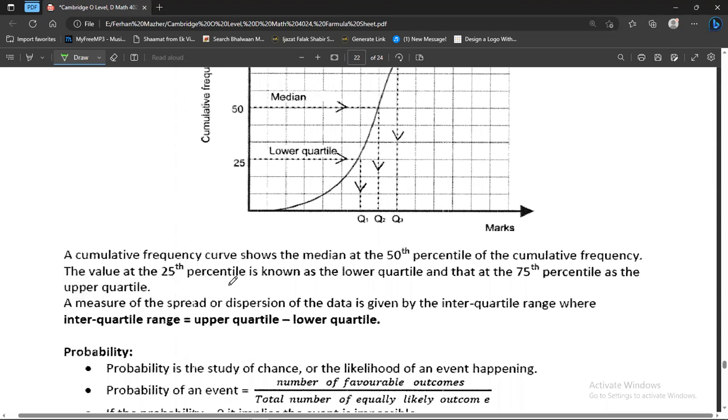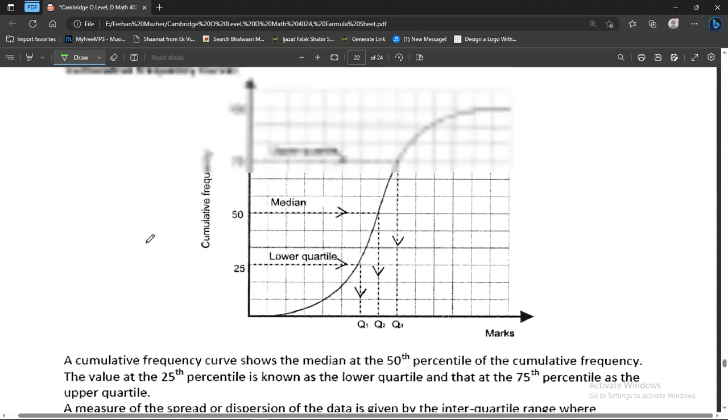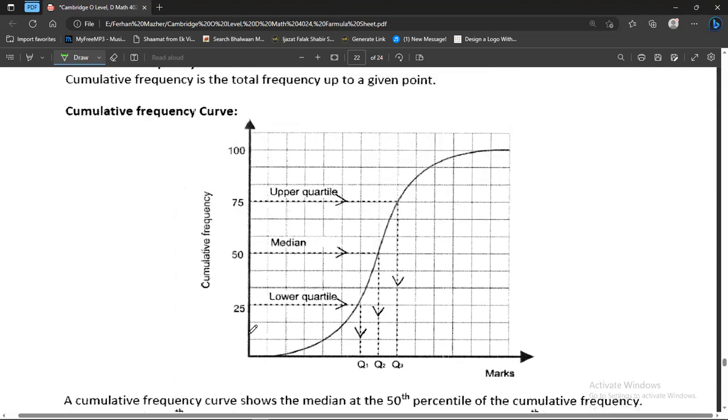The value at the 25th percentile is known as the lower quartile, and that at the 75th percentile as the upper quartile. The lower quartile, which we call Q1, is 25% of the total frequency. Whatever that number is, look at it on the y-axis, go to the graph, and when you cut the cumulative frequency curve, check the value on the x-axis. For the upper quartile, we call it Q3. That is 75% of the total frequency.